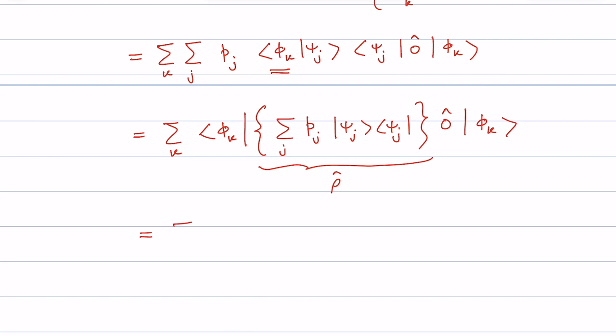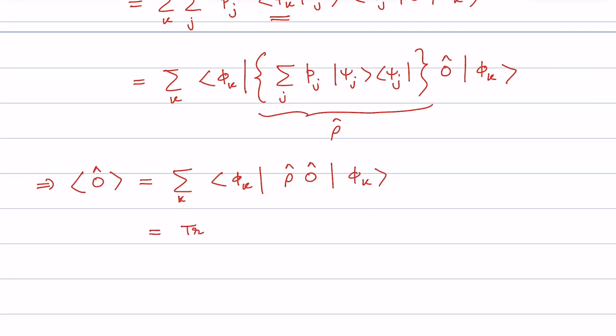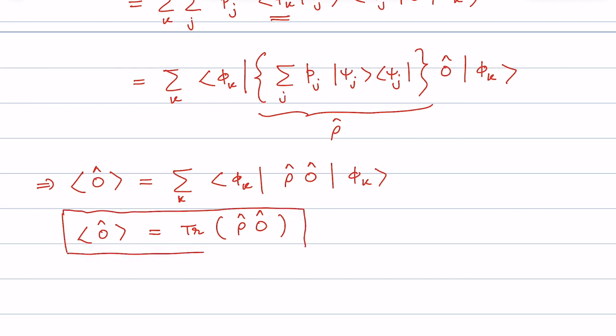So this expression, therefore, that means the expectation value of this operator O in the mixed state, I can now write as sum over k ⟨φk|ρ O cap|φk⟩. So what you see is nothing but the trace of the product of the density operator and the observable operator, and this I can simply write as trace of ρ cap O cap. Okay, and this result is identical with that of the one that we have discussed for the pure state. So in general, it is true that the expectation value of an operator or an observable is simply the trace of the product of the density operator and the observable operator.